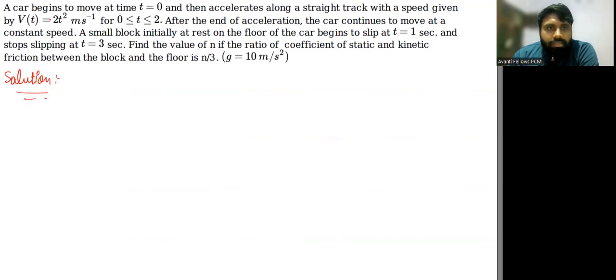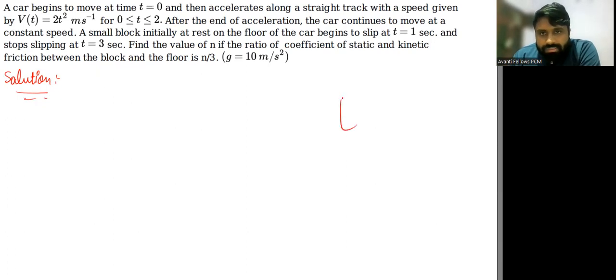Now, in this question, a car begins to move at time t equals 0 and then accelerates along a straight track with a speed given by v(t) = 2t square meter per second for 0 to 2 seconds. After the end of acceleration, the car continues to move at a constant speed. A small block initially at rest on the floor of the car begins to slip at t equals 1 second and stops slipping at t equals 3 seconds. Now find out the value of n if the ratio of coefficient of static and kinetic friction between the block and the floor is n by 3.